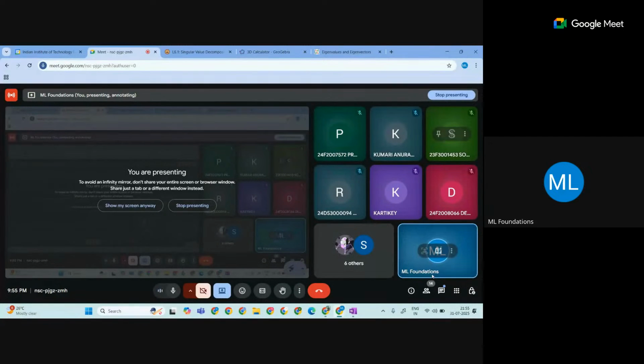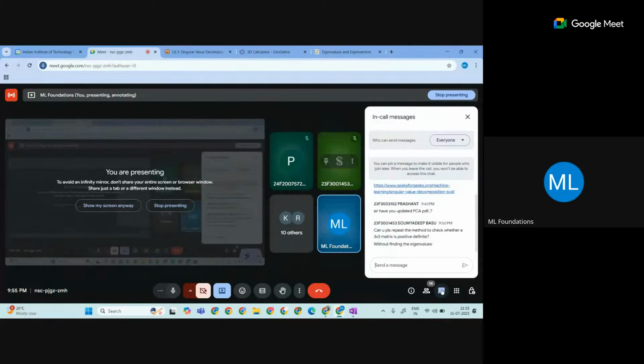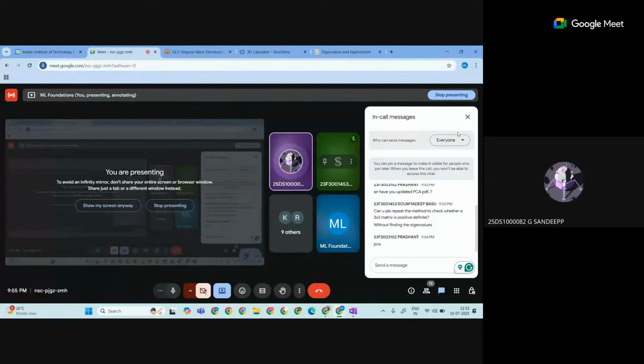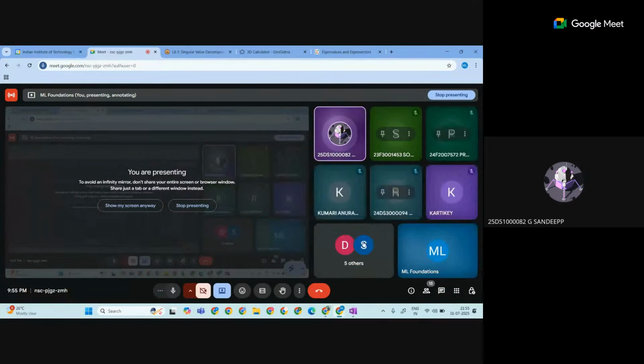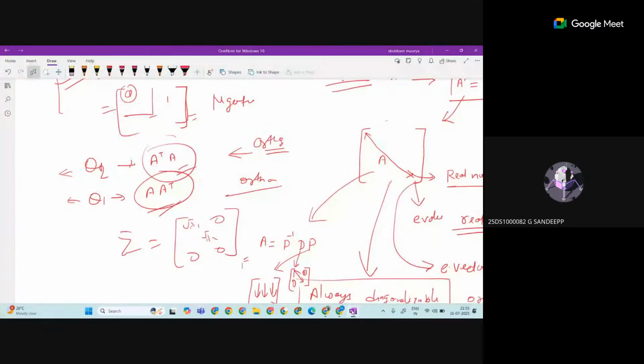Okay, that's all. Anyone have any doubt? For the second method you mentioned, we have to find the eigenvector and then normalize it, right? Normalize it. Okay.